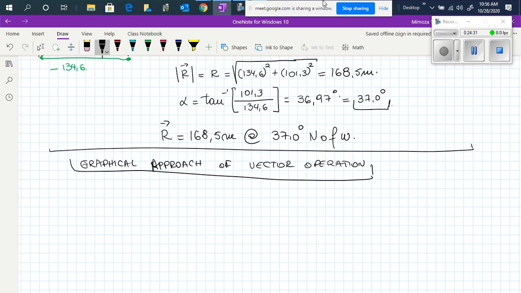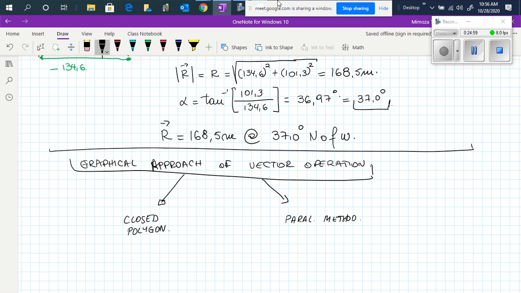What do we have to keep in mind? That there are two ways that we add vectors graphically. One is known as the closed polygon method, and this is used when we have more than two. It's very well used, but you can use it even with two. And the other one is known as the parallelogram method.